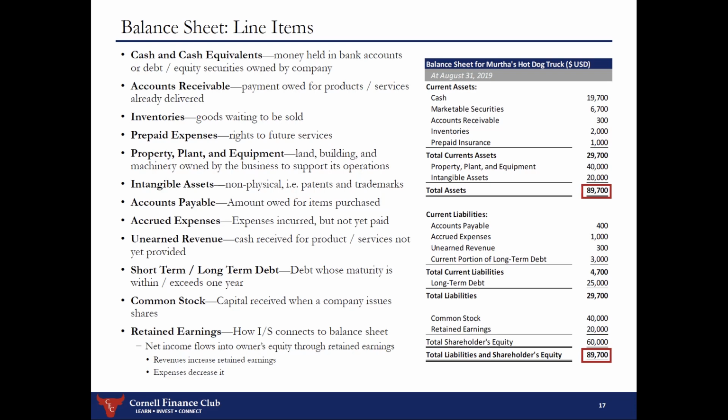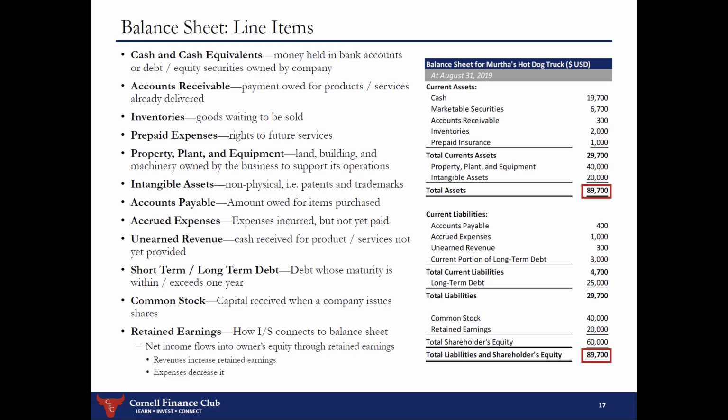So these are considered current assets, and again, current assets are listed from how soon they can be converted into cash, to the most distant. Current assets are things that can be turned into cash within a year, while non-current assets take more than a year. The most common non-current assets are PP&E. So this is land, buildings, and machinery owned by the business to support its operations. You have intangible assets, which are non-physical, like patents and trademarks, parallel to PP&E.